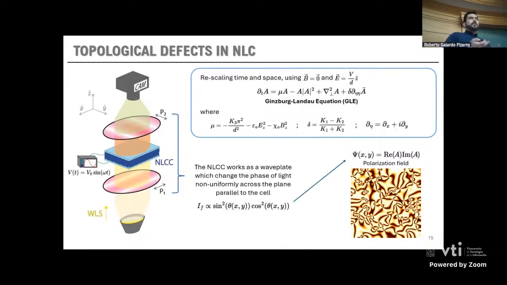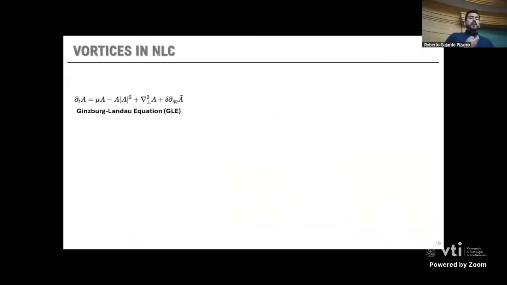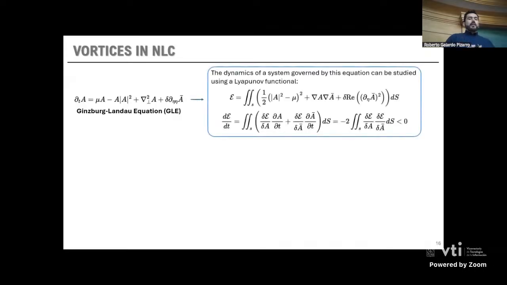So now that we have this complex parameter, we can use an ansatz with topological defects to understand which kind of topological defects we can find in these kinds of systems. If we use the Ginzburg equation, the advantage that we have with this equation is that we can define a sort of energy that we call the Lyapunov functional, and in function of the behavior of this functional, we can see which kind of solutions are stable or more stable than others.